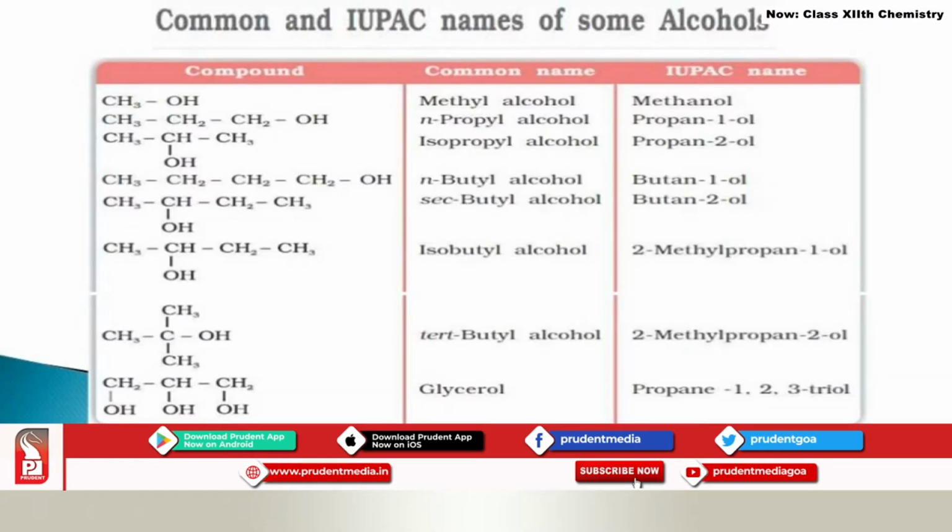So, this is the table in which some examples of naming are given. See, this is CH3OH, the first homologue of the alcohol series. Commonly it is called as methyl alcohol because the parent hydrocarbon is methane. So, it is going to become methyl alcohol, and in the IUPAC name methane is going to become methanol.